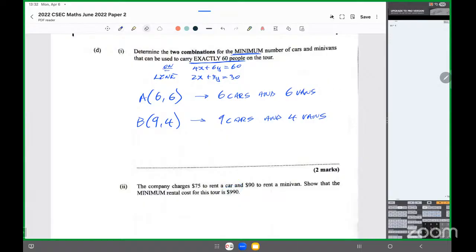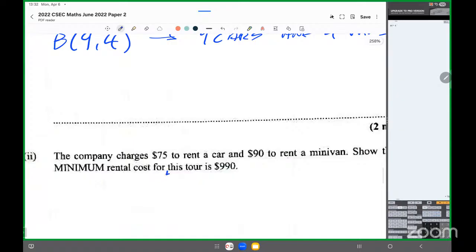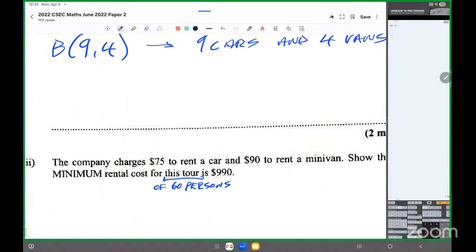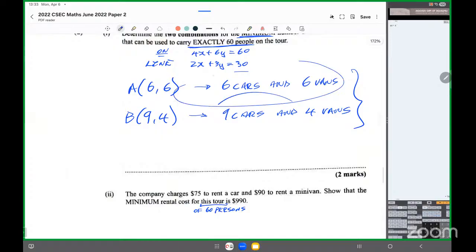Which one of them is a lower one? These are the 2 combinations on which you can carry 60 persons on this tour. This is the tour of 60 persons we're talking about. So we're talking about these 2 combinations. All right, now let's see what they said.